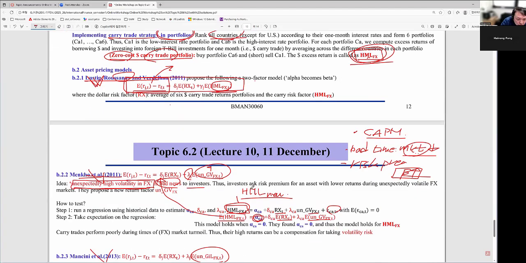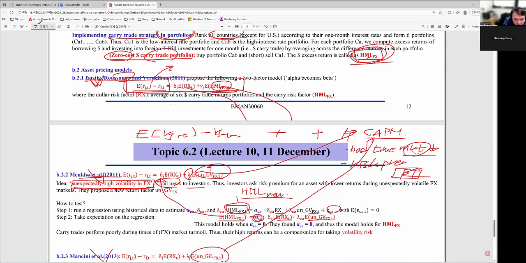If you are not sure, one thing you can do is combine all three factors, which means ERJT minus RFT is equal to this factor plus this factor plus this factor plus this factor. So if you're not sure which model is a good model, maybe you can use a combination of everything as your benchmark model and think about alpha. That's kind of one way of approaching this kind of question.